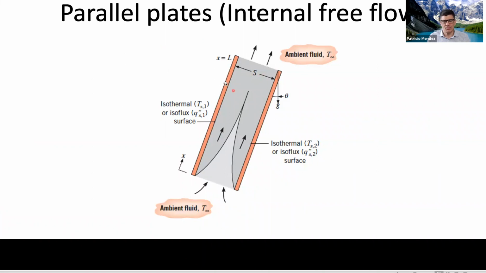Although this schematic from the book is for a pipe that is at an angle, I'm going to discuss only vertical and horizontal internal flows. In this vertical internal flow, we have the same problem as before. We have an entry length and a fully developed flow. In the entry length, we have intense heat transfer.